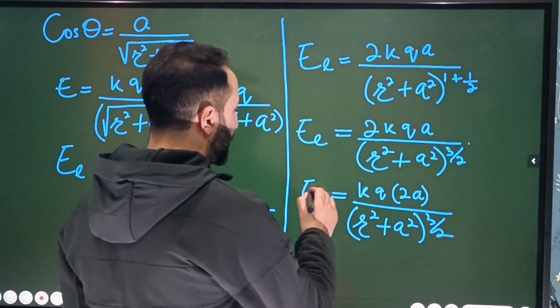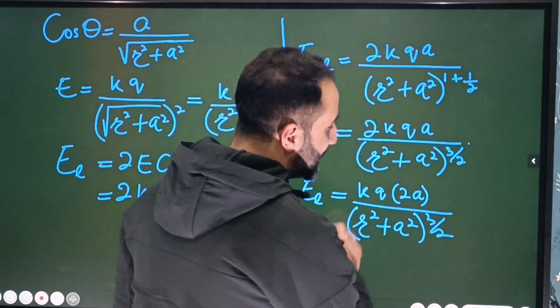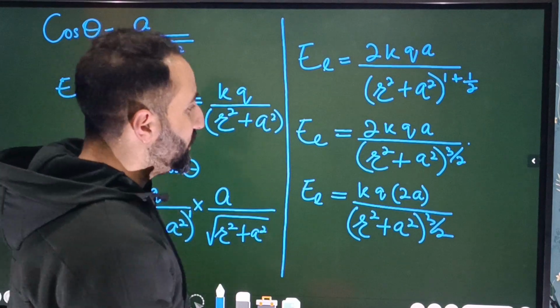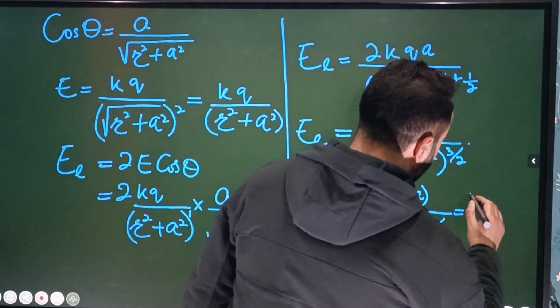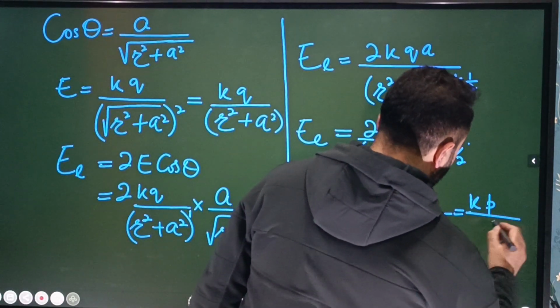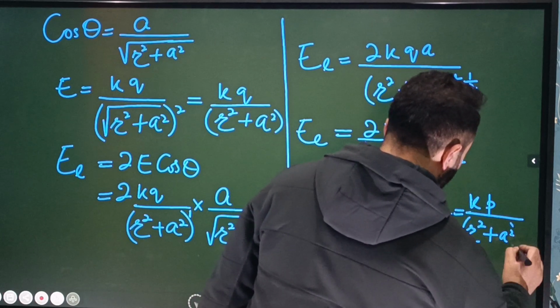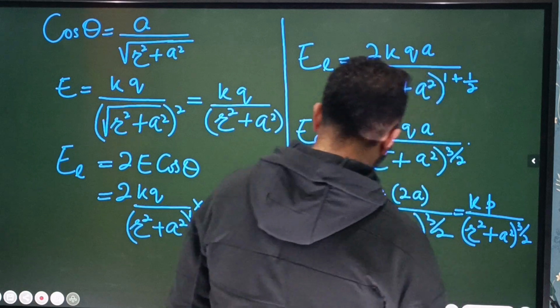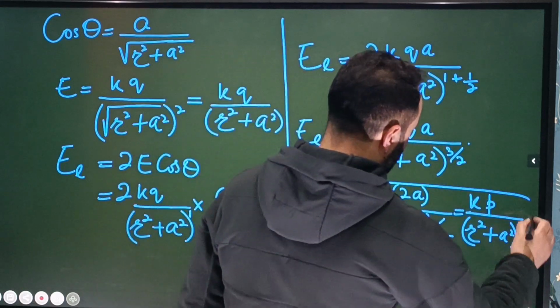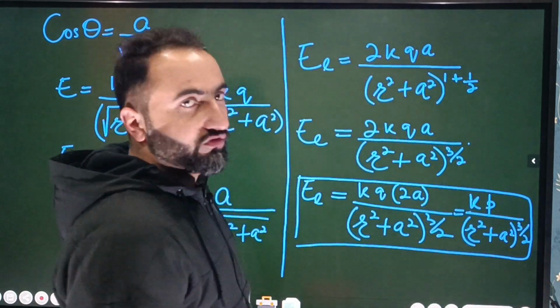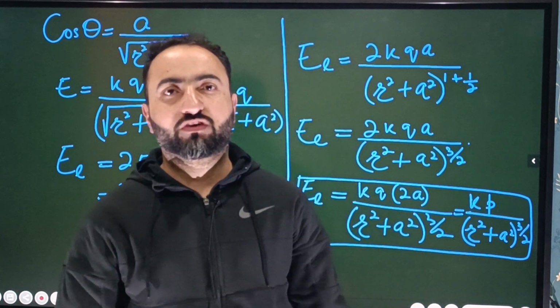So this is the electrostatic field on the equatorial line. Now you see that Q multiplied by twice a is equal to P. So the final equation will be simply K into P divided by r square plus a square raised to the power 3 by 2. All right, so this is our electrostatic field on the equatorial line, and we are done with this. We have derived the equation for the electrostatic field on the equatorial line.